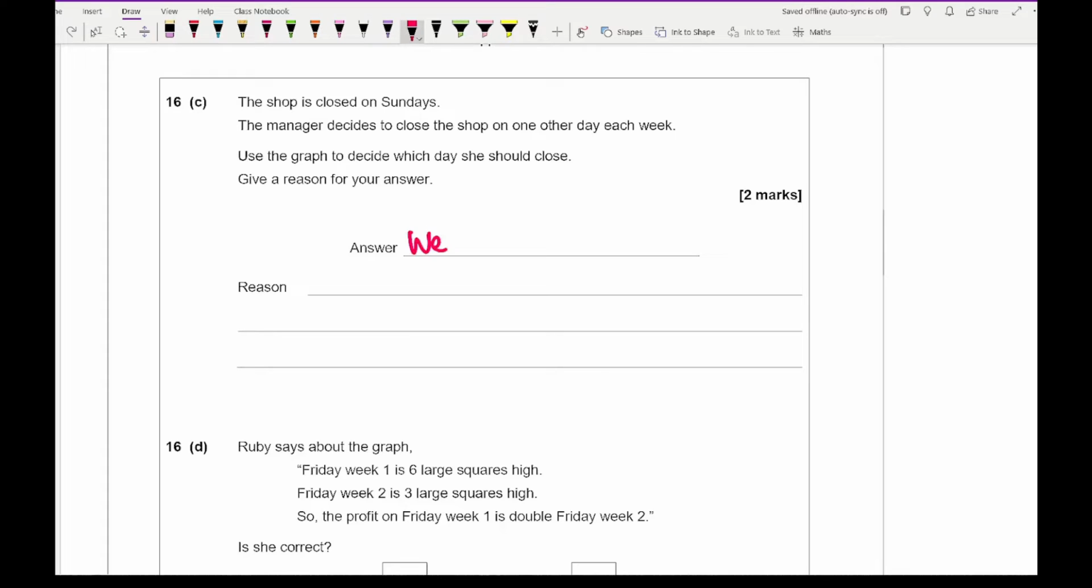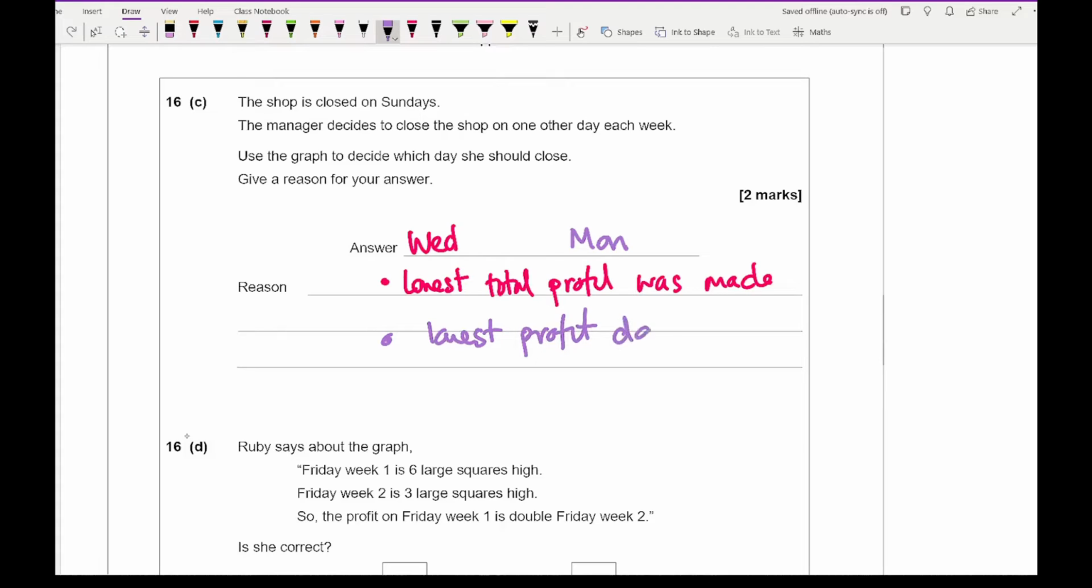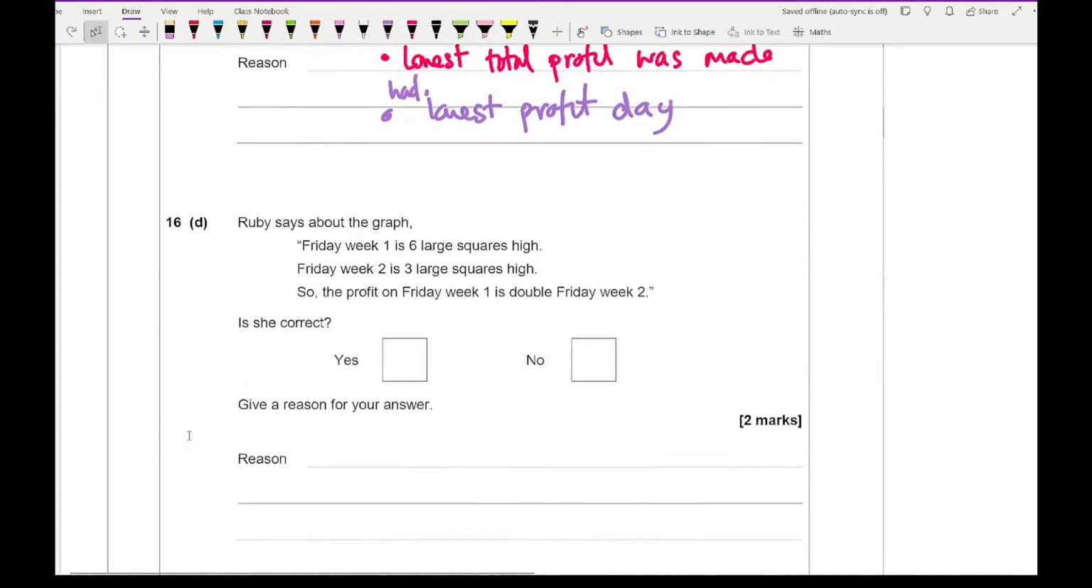So you can either say Wednesday, and the reason for that is you could say that it's the lowest total profit was made. Or another option you could say is Monday, in which the reason for Monday is that it's the lowest profit day, or it had the lowest profit day. And so any of those would be absolutely fine.